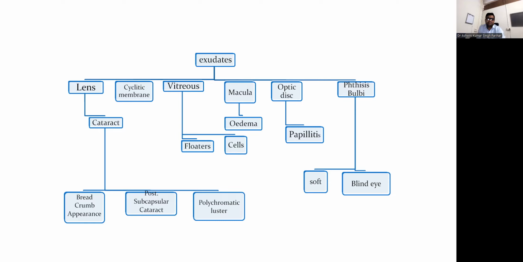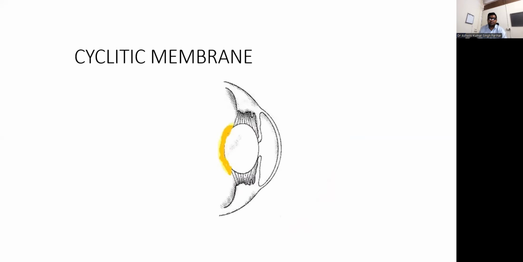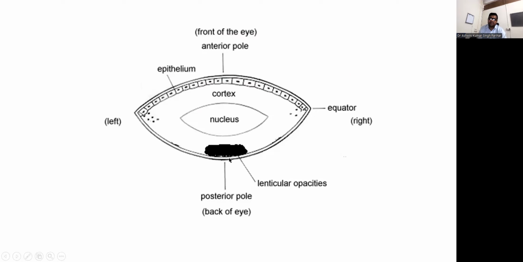So when exudates get deposited over the lens, they can lead to formation of cataract, and the different appearances which will be seen will be polychromatic luster, which I have shown you in the photo, either posterior subcapsular cataract or bread-crumb appearance. This is the polychromatic luster. I think you can see the different colors in the lens, deposited. So the lens has become cataractous. This is the posterior subcapsular cataract.